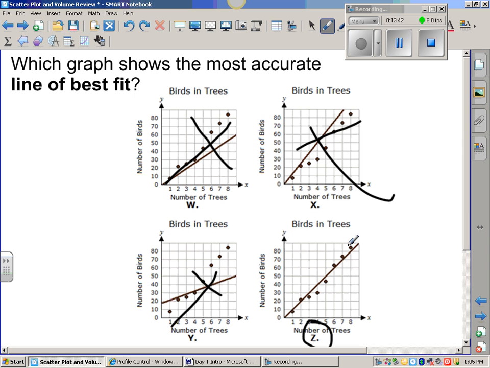Got to have the same number below as you do above. That's what you're shooting for. It doesn't always work out that way, but you really do try your best to make it look like that. That's a perfect example of a line of best fit. You are going to have to draw your own, and you're going to have to come up with the equation for ones that I've drawn.